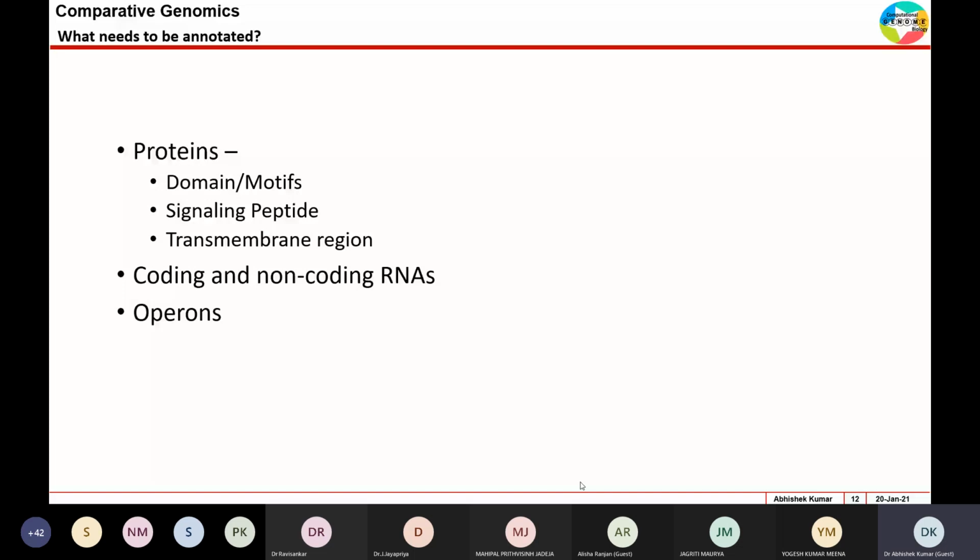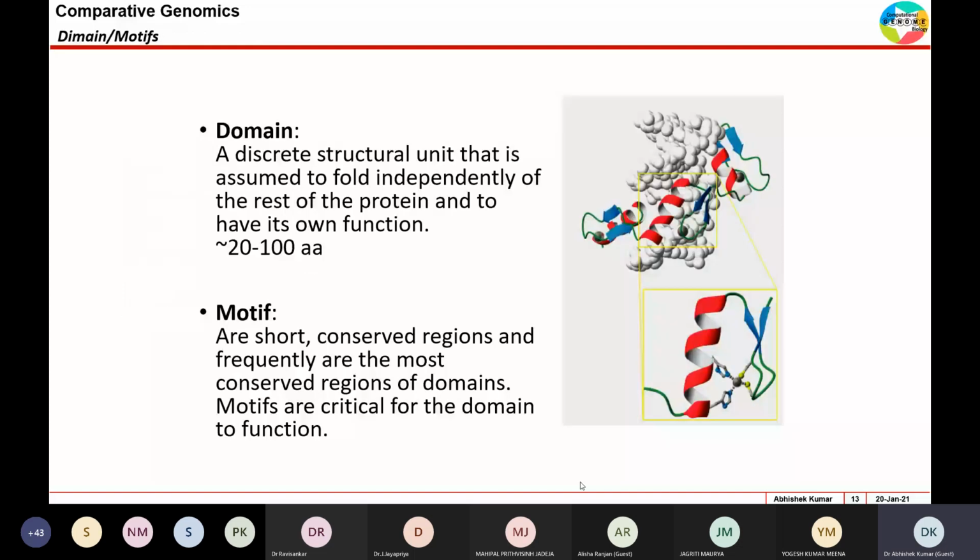And what is a protein domain? A domain is a discrete structural element that will fold independently. Yesterday I gave you an example of serpin. Serpin is a single fold, and it has its own function. On average, in a multi-domain protein, it may have a 20 to 100 amino acid long unit, but it can go up to 400, 500 amino acids as well. And a motif is a small stretch. We'll come back to serpin, and serpin has a reactive center loop, which is a motif, and the entire serpin is a domain.